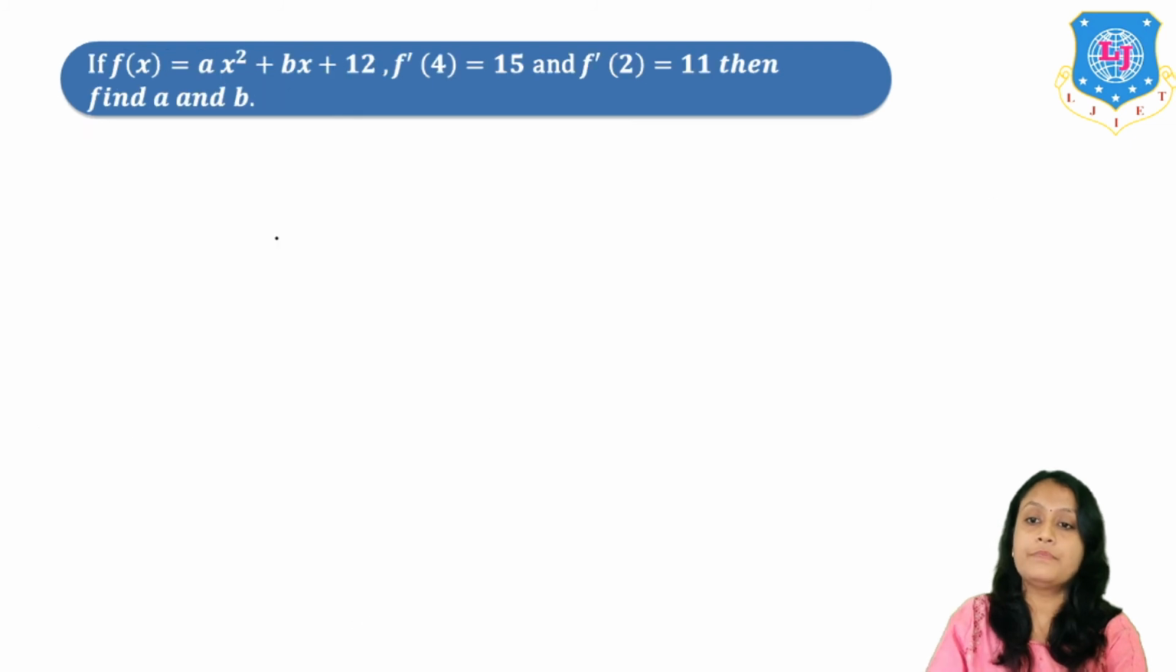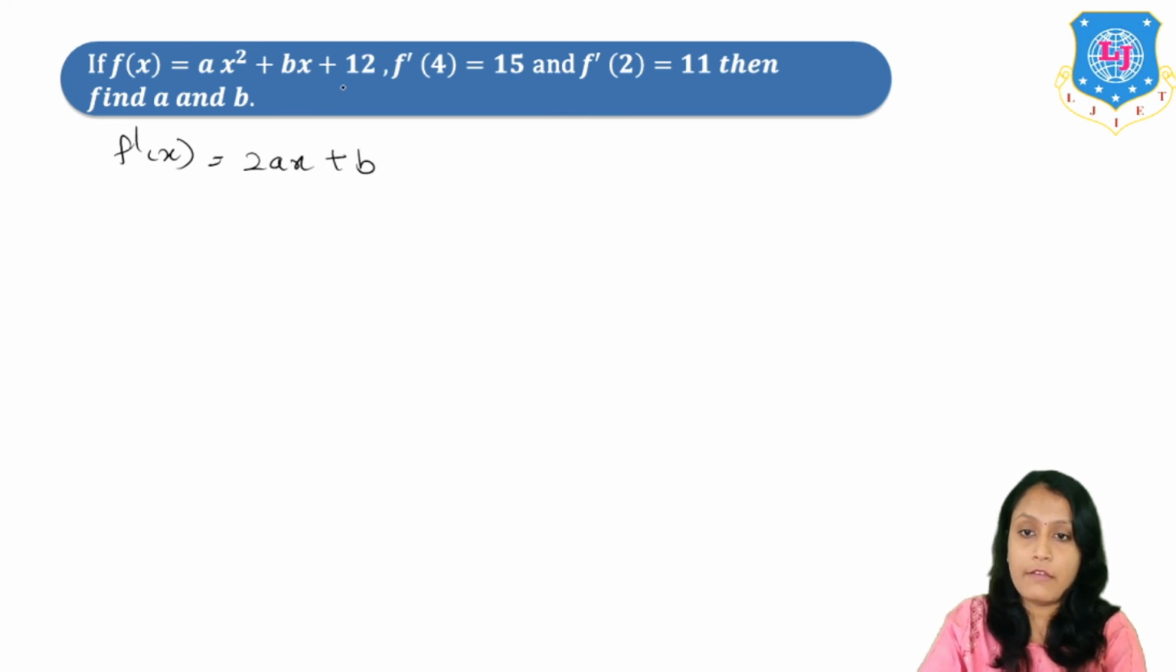Okay, now let's solve one more example. Here f(x) is given to you. f dash of 4 is 15 and f dash of 2 is 11. Okay, and we have to find a and b. So firstly we'll find f dash x. Okay, so what is f dash x? Here a is constant. Okay, so just apply the formula of x square over here. So you will get 2ax plus b, and 12 is constant, so its derivative is 0.